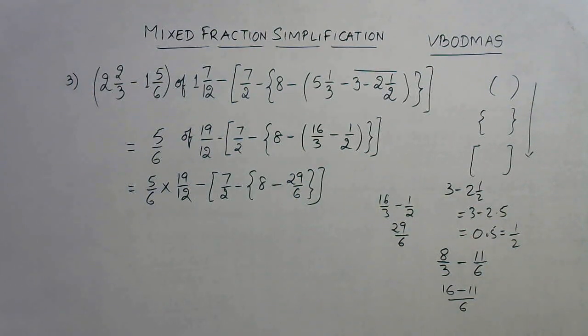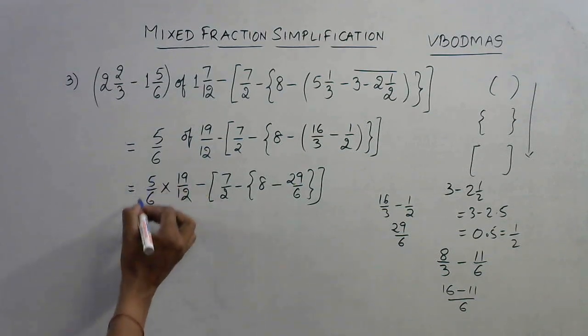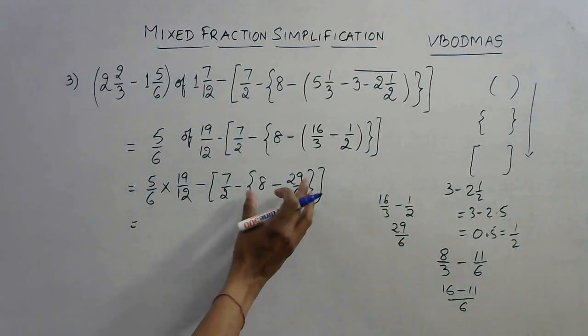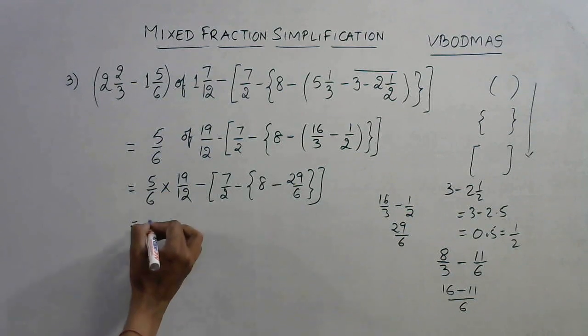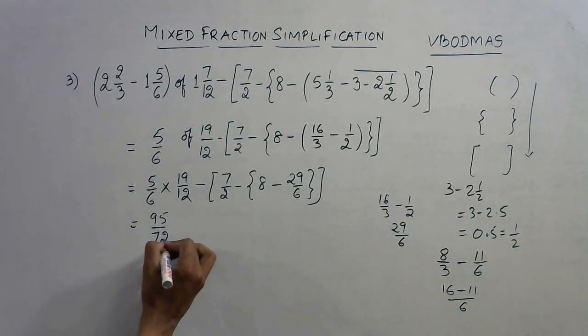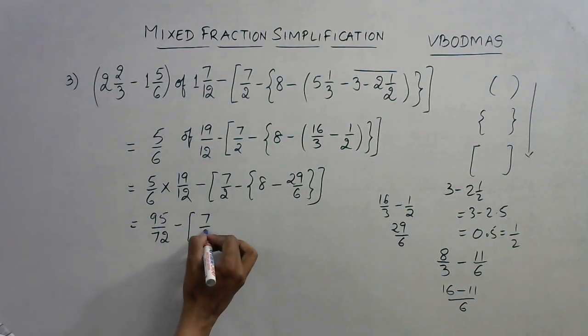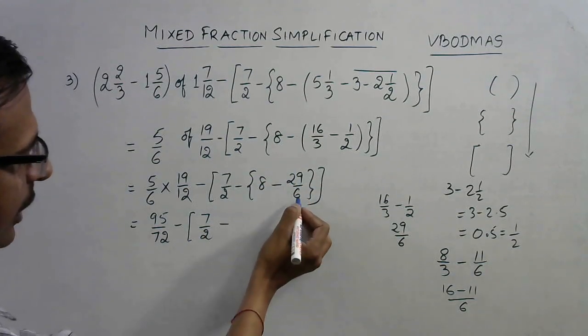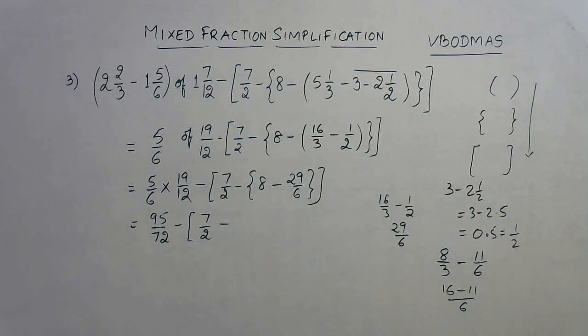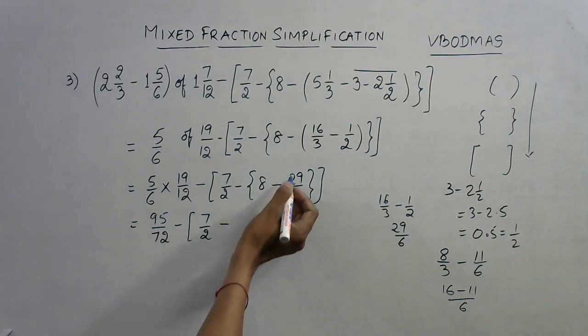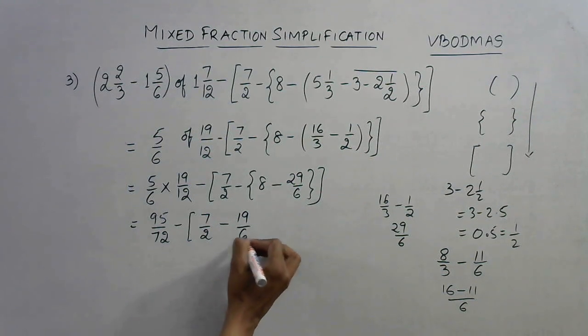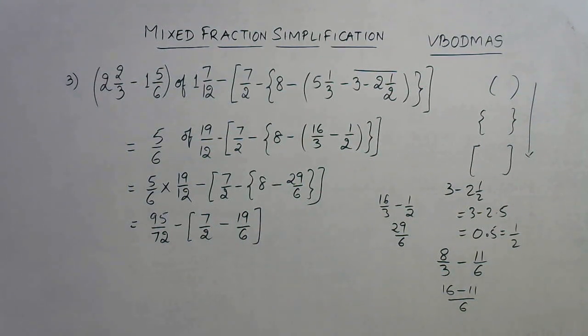So the question reduces further, and now you can solve this and this together. Why? Because they are independent. So this is 95 by 72 minus 7 by 2 minus, now 8 6s are 48. So 48 minus 29 is 19. So 19 by 6. So see, the simplified form of this, already only three terms are there, they are in this simplified form.